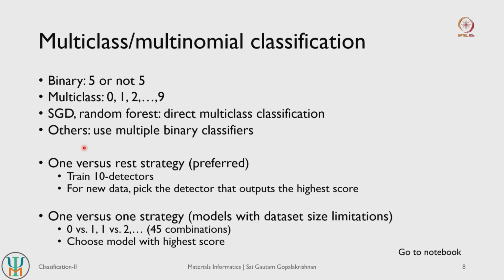In terms of multi-class classification in general, models choose one of two strategies. One is referred to as one versus rest, which is the typical strategy used by most models. The other is the one versus one strategy, which is used by models that are often dealing with small data sets. Let us say you only have a few hundred or a few thousand data points, then you may have to use one versus one rather than one versus rest.